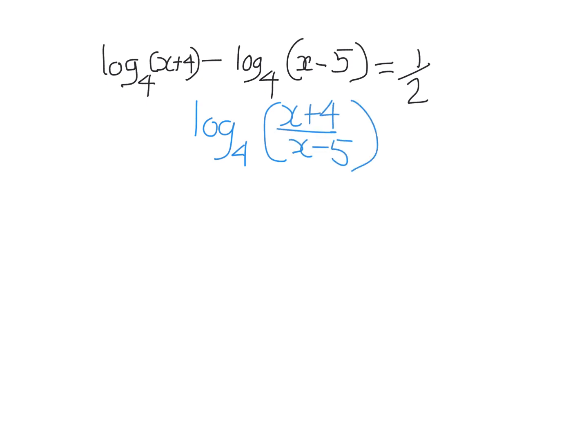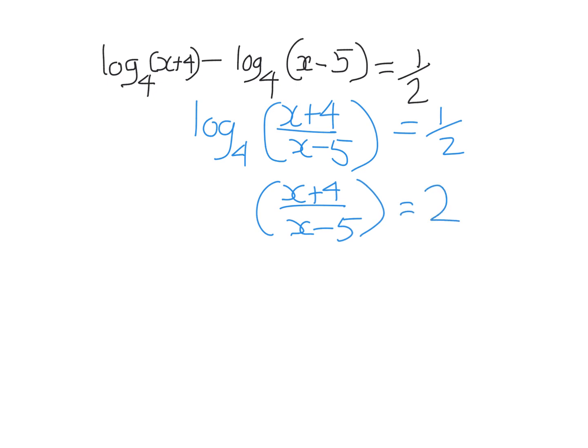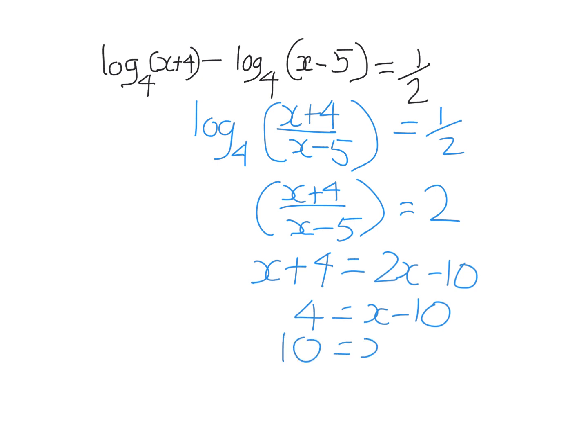Once again, I want to get rid of the log at this stage. The definition of log says this base to this power equals that. So we have x plus 4 over x minus 5 equals 4 to the power of a half, the square root of 4, which equals 2. To solve this equation, I'm going to multiply each side by x minus 5. So I get x plus 4 equals 2 times x, and 2 times negative 5. So we simply subtract x from both sides, add 10 to both sides, and we get x equals 10.